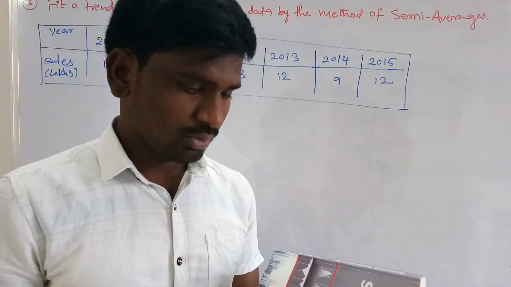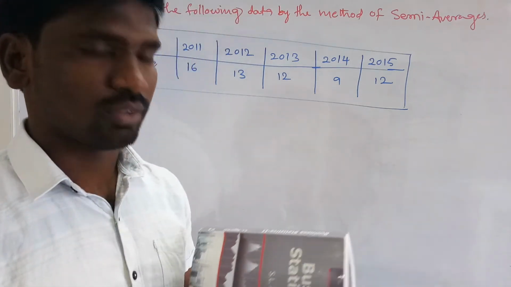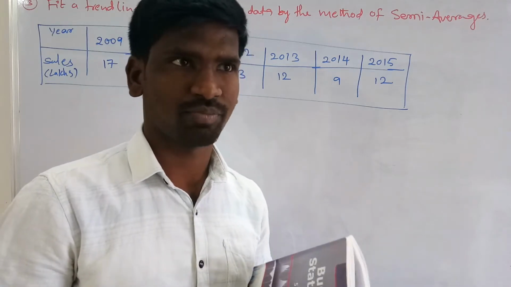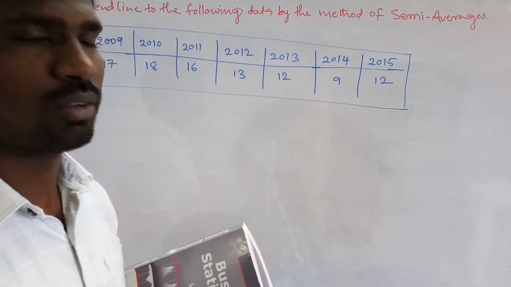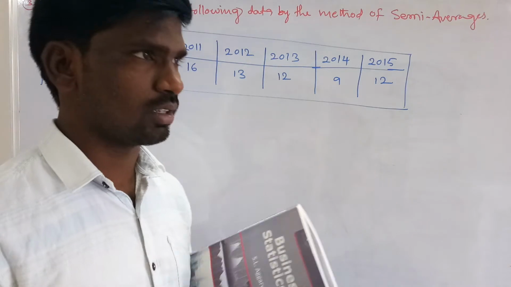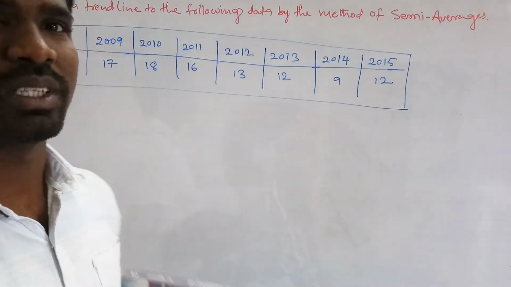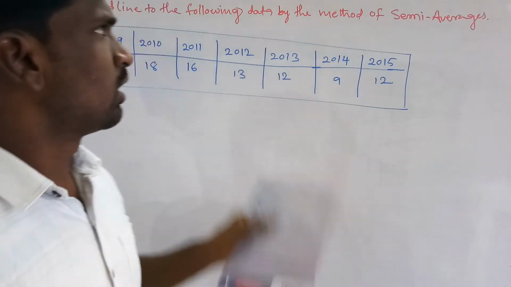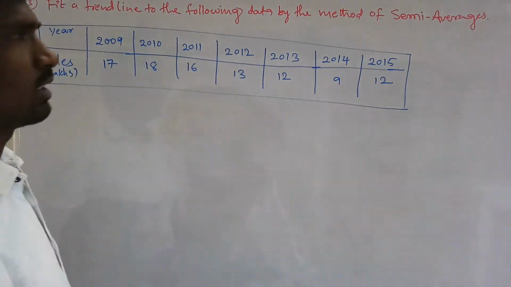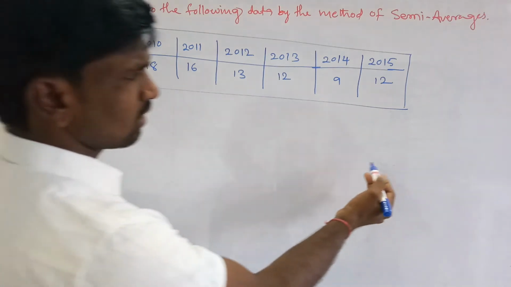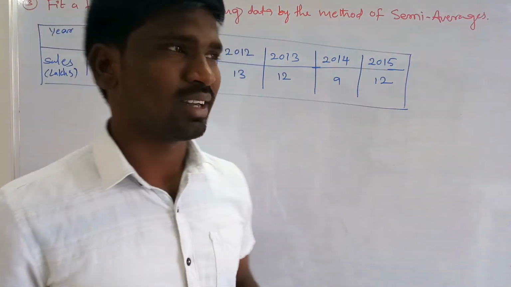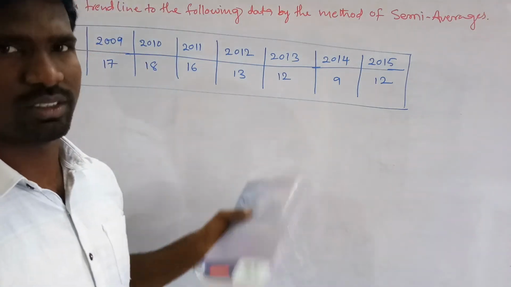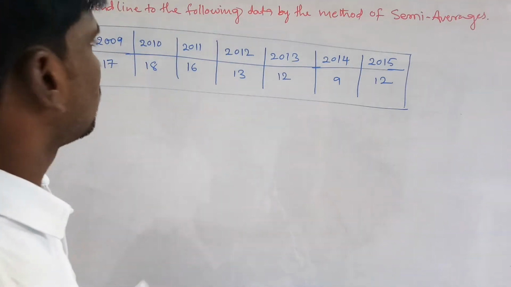Already we started a unit that is the time series, and we discussed a few of the methods in this unit, and also we have solved two problems in the first method, that is the freehand curve method or graphic method, right? So coming to this question in the second method, the first method is the freehand curve method, and the second method is the semi-average method. So this problem belongs to the semi-average method, that is the second method.